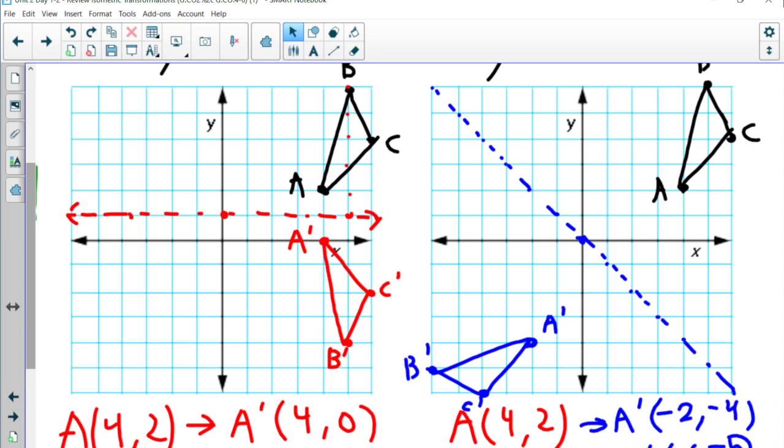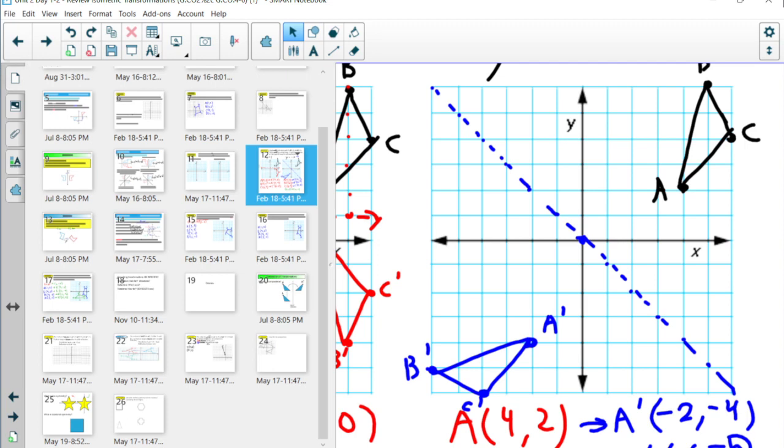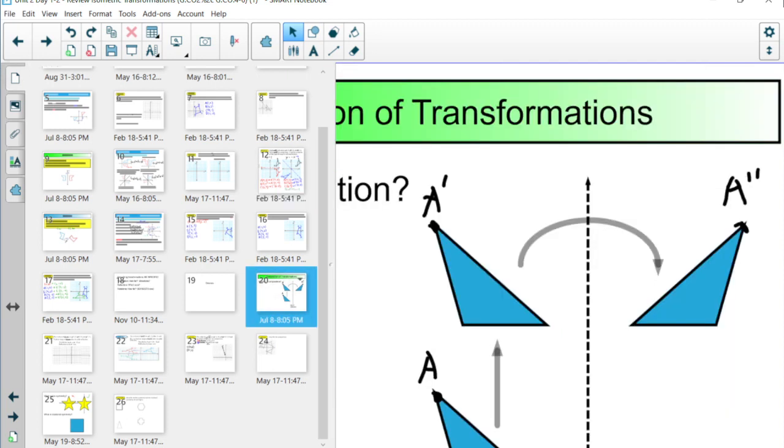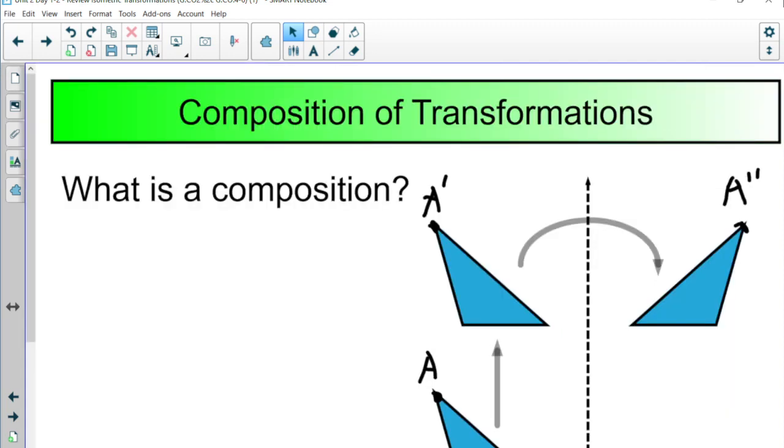All right. Moving on, we're going to look at compositions. And for the most part, there's not much that is new. All that is new is that we are doing 2 transformations on top of each other. So we're taking a shape, doing a transformation to it, and then taking that new shape, doing another transformation to get an even newer shape. So when we do that, the notation we use, we have this A prime, A prime right here.